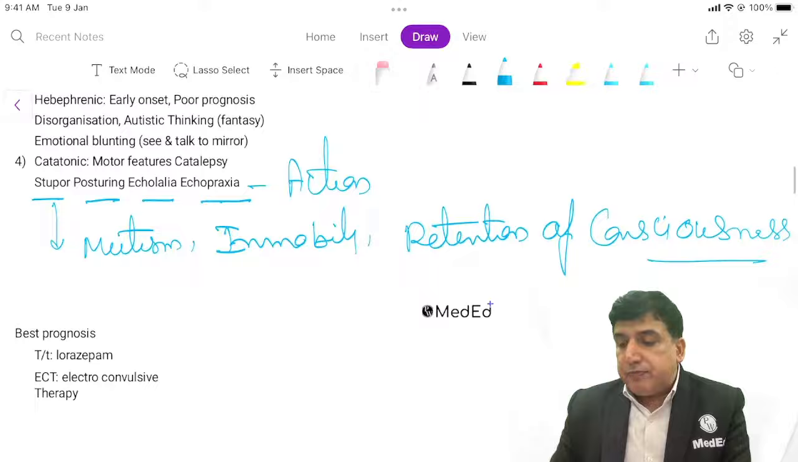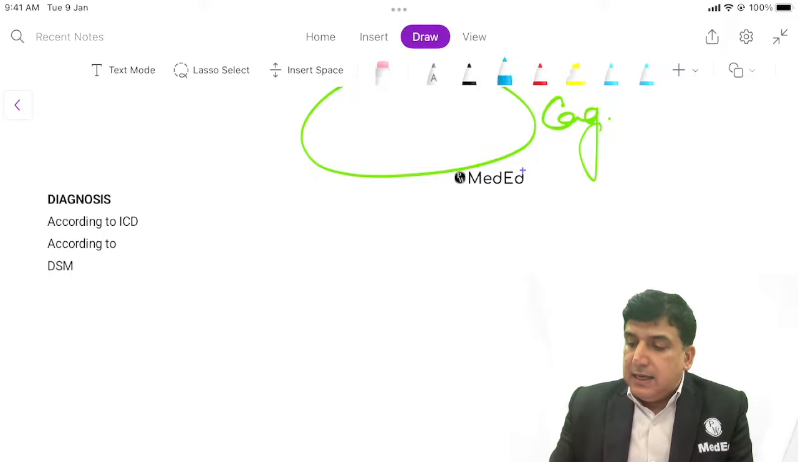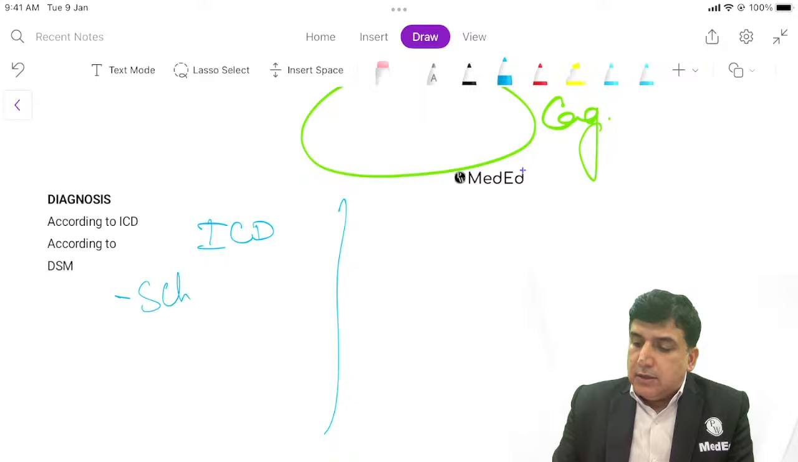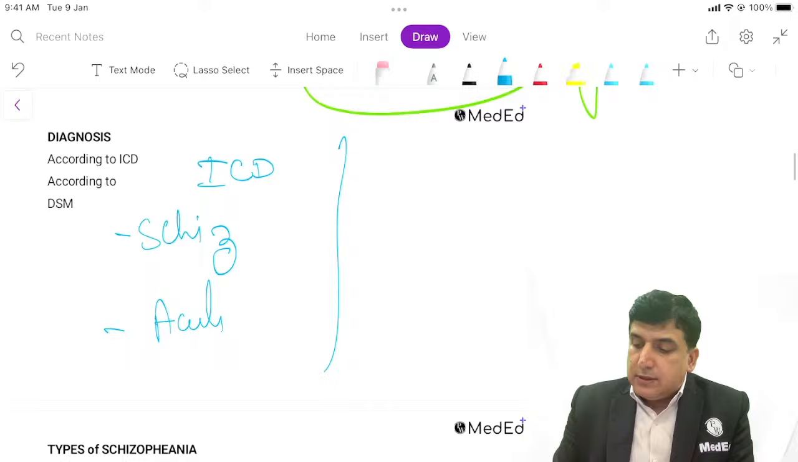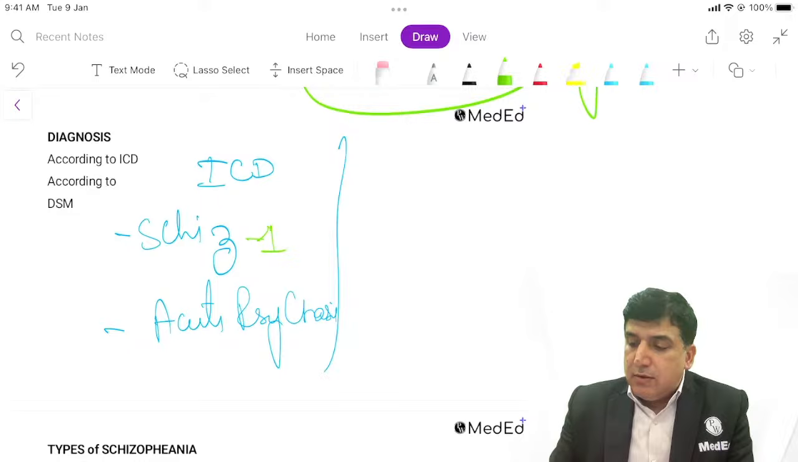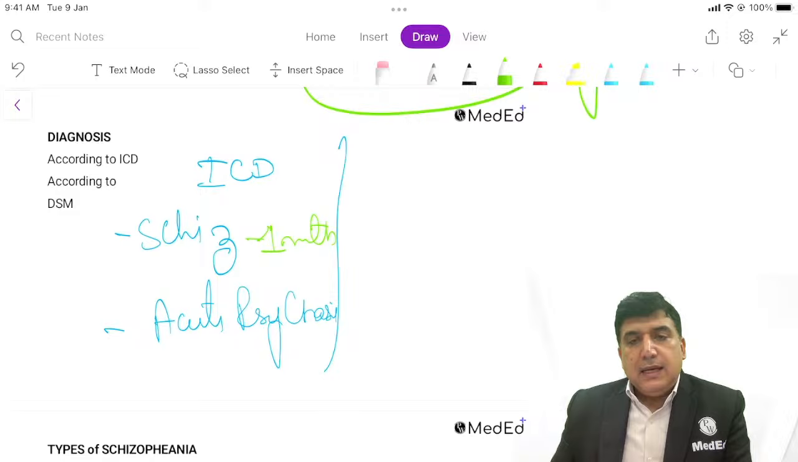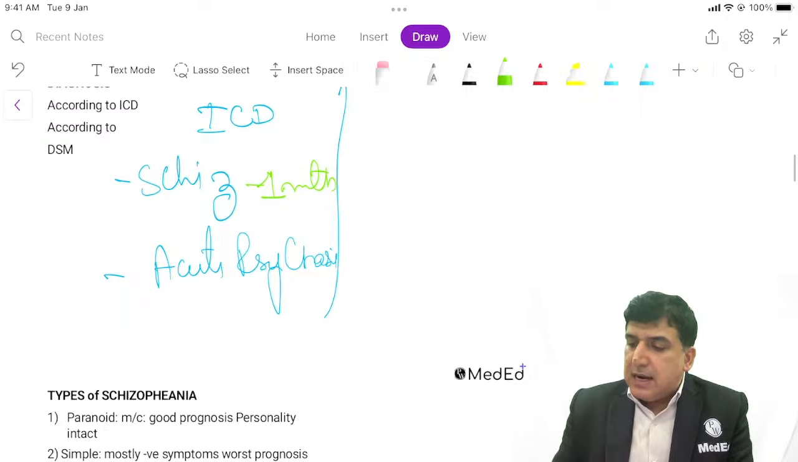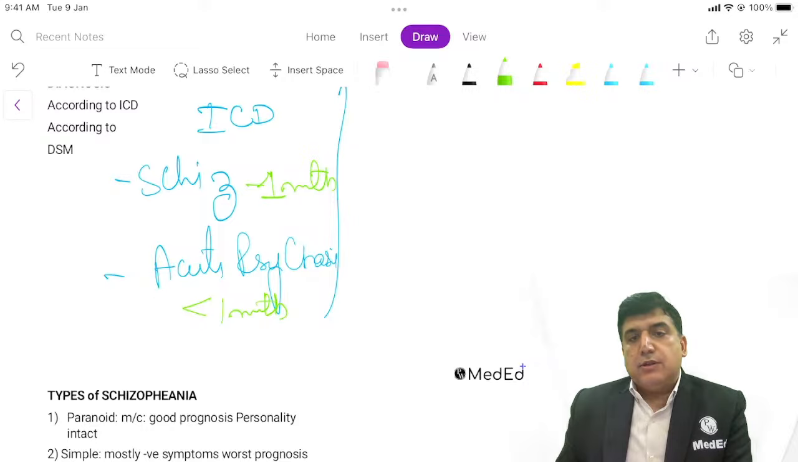According to diagnosis in ICD and DSM. In ICD, we have two diagnoses: one is schizophrenia and the second is acute psychosis. In making a diagnosis of schizophrenia, we require a duration of at least 1 month or more. So according to ICD, if we have symptoms of schizophrenia for 1 month or more, we call it schizophrenia. If symptoms are there but the duration is less than 1 month, then we call it acute psychosis.